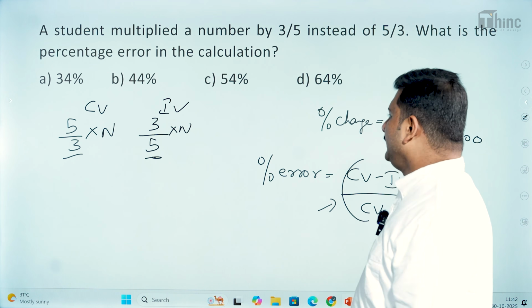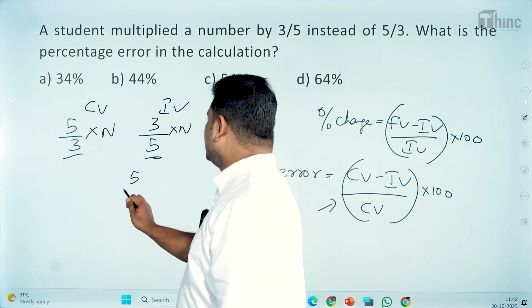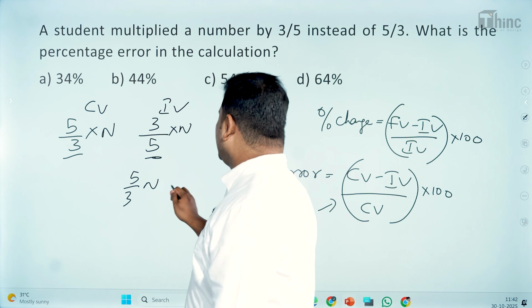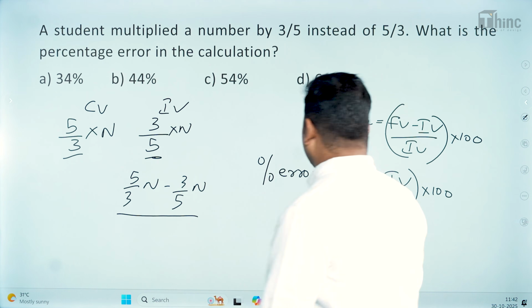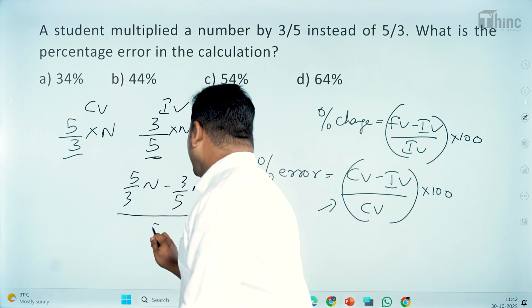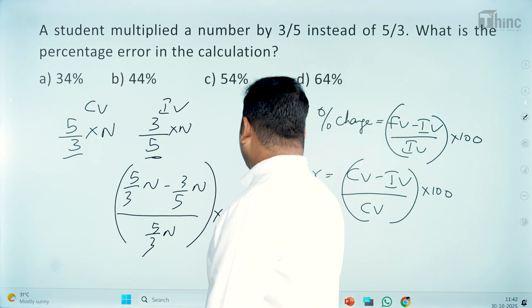We know that percentage error is correct value minus incorrect value. What is the correct value? It is 5 by 3n. What is the incorrect value? It is 3 by 5n. All divided by the correct value. What is the correct value? 5 by 3n multiplied by 100. So this is going to be the percentage error, right?